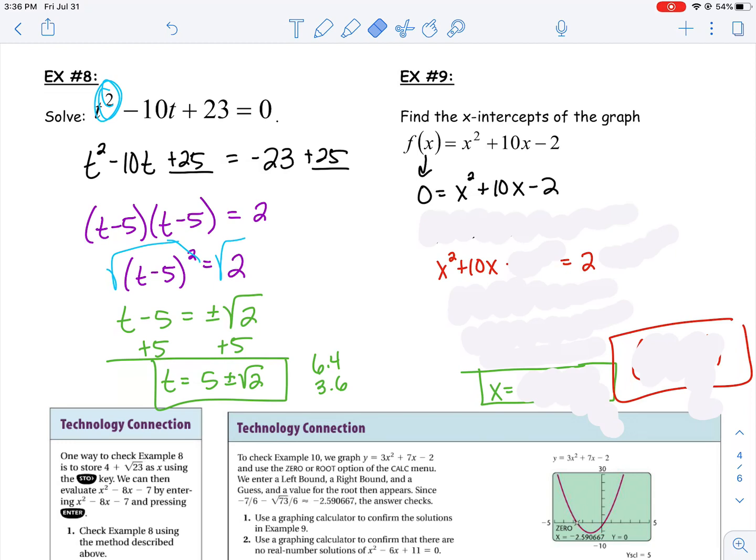Now if you look, if I try to factor, there are no numbers that multiply to -2 that are going to ever give us 10. So factoring wouldn't quite work here. So that's why we have another technique, completing the square.